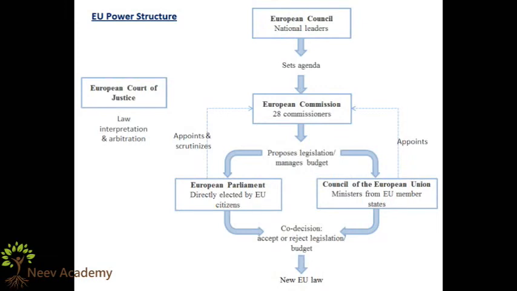तो यू हैव द यूरोपियन काउंसिल। In European Council, you have the leaders of various countries. Then you have the European Commission, which has 28 commissioners. Then you have European Parliament, which is directly elected by the citizens of Europe. Currently this has 751 members. Then you have Council of the European Union. This is ministers from EU member states, right? These are the various organs in the European Union.